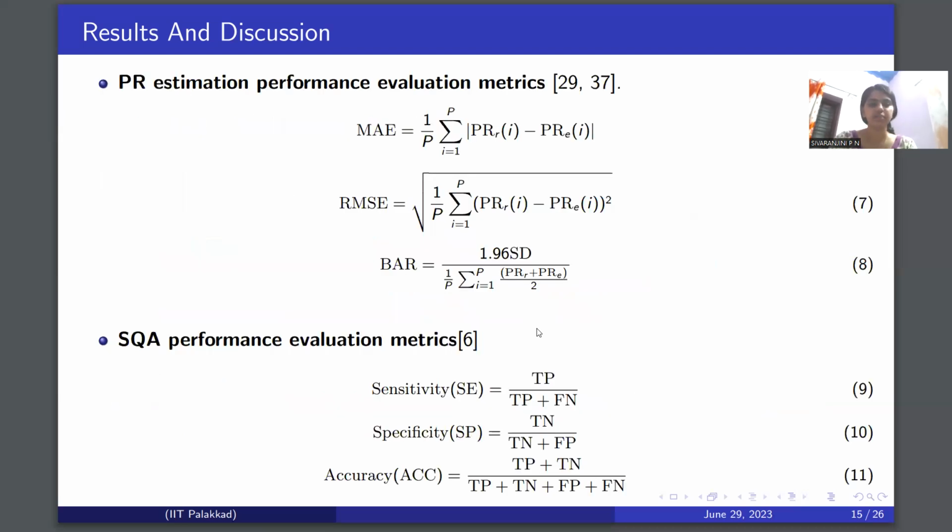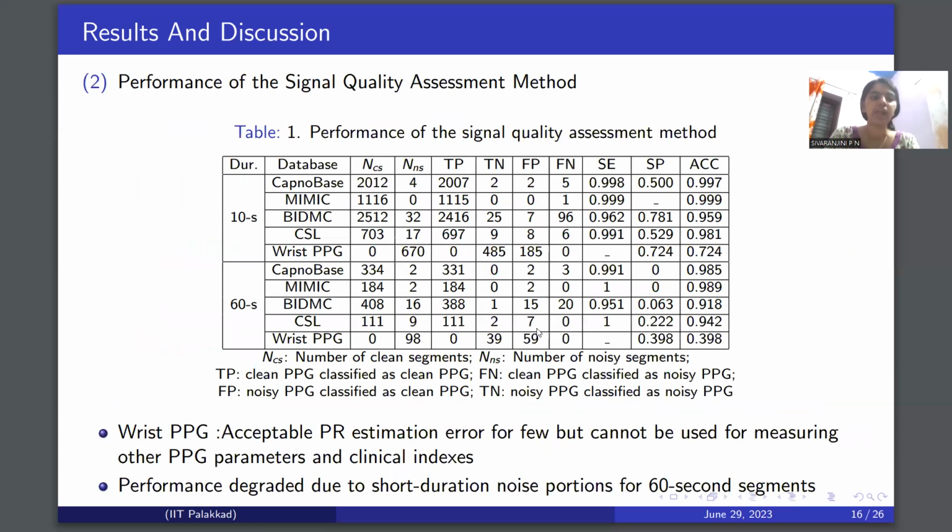And the pulse rate estimation performance is evaluated using widely used performance metrics like mean absolute error, root mean square error, and Bland-Altman ratio. Signal quality assessment performance is evaluated using sensitivity, specificity, and accuracy. The table shows the performance of the signal quality assessment method for 10 second and 60 second segments based on true positive, false negative, false positive, and true negative.